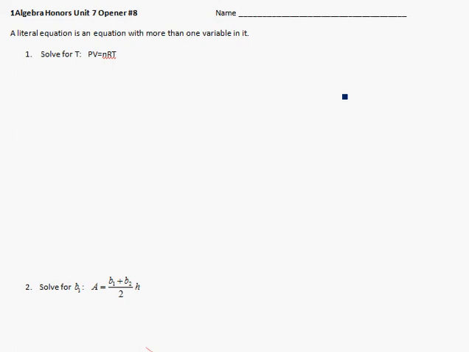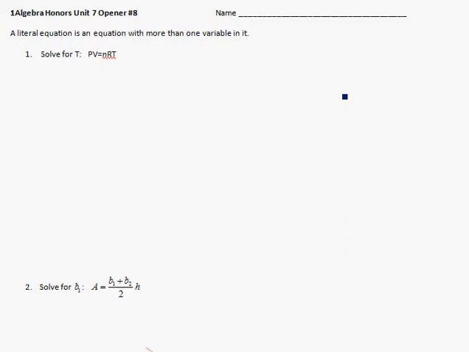Unit 7, opener number 8, focuses on solving literal equations. What we're going to be looking at is formulas with multiple variables in them, and the instructions will tell us which variable we're going to solve for in terms of all of the other variables. This is a really important skill when you're working with formulas, and something that's going to help you a lot in science class, or when you're cooking, or anywhere else where you see formulas, business, etc.